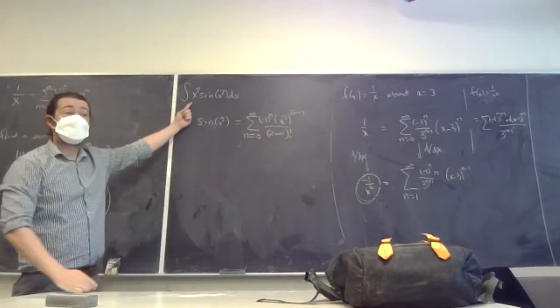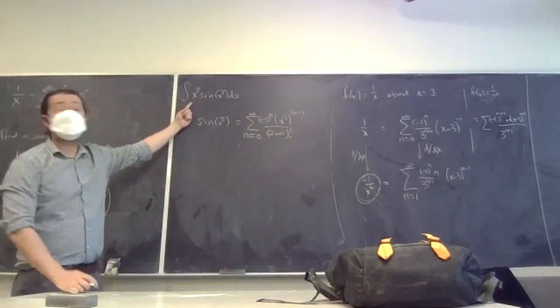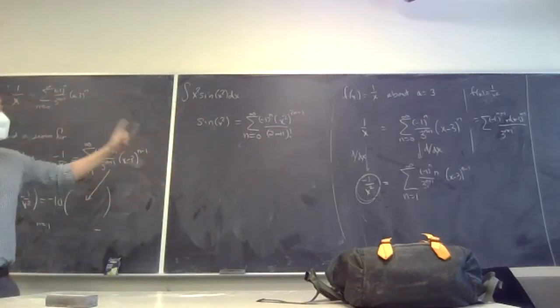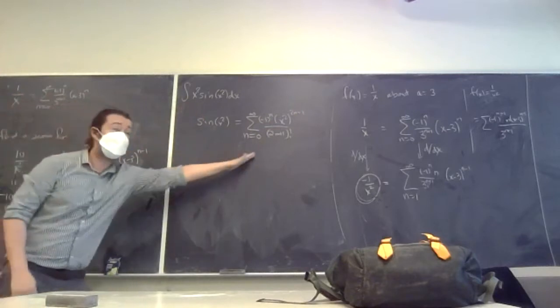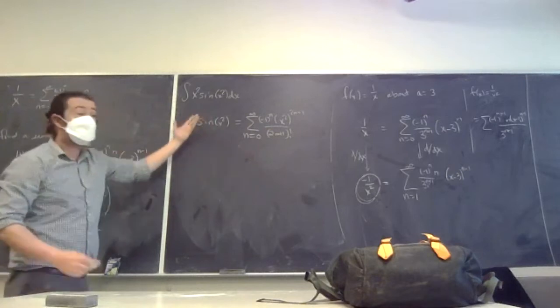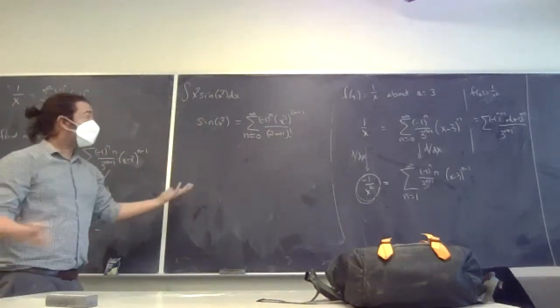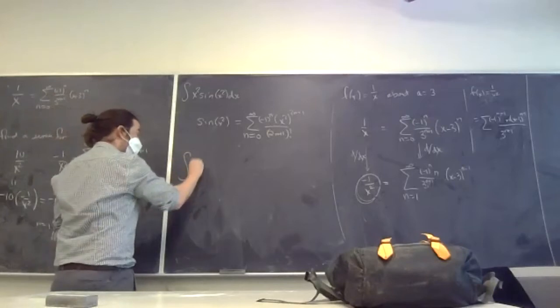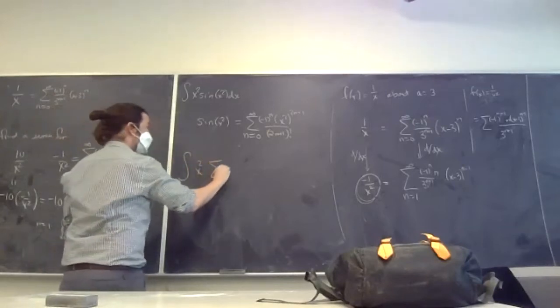Don't forget that we had this x squared floating around out here, right? Don't get tricked into thinking that we're going to integrate this. That x squared must be incorporated into the sum if you're going to integrate this. It has to be, because I can't integrate products. Can't do it. So what I've got now is the integral of x squared times this power series.